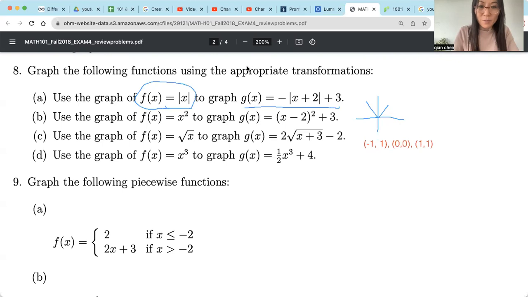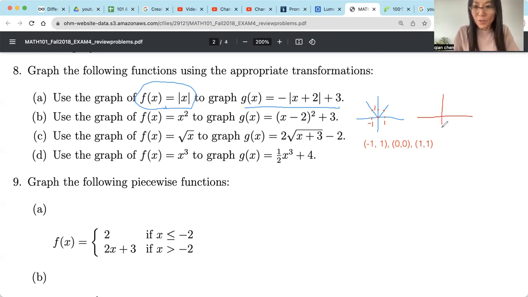Let's use red color. This point, and this point. The x value is -1 here, the x value for this point is 1, and the y value here is 1. So we use these 3 points. Now let's graph g. So this is our f of x.